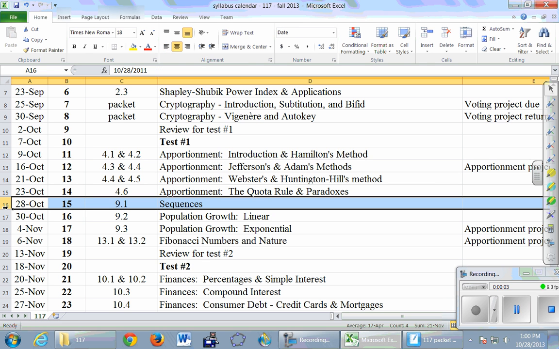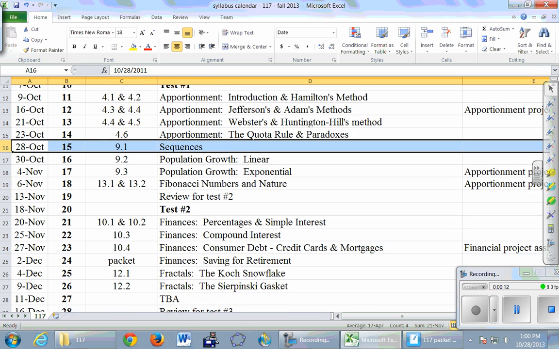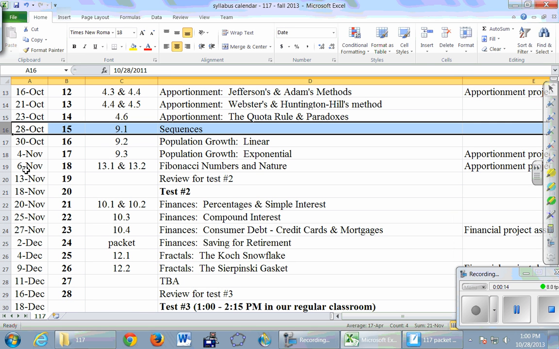Okay, our quick look at the calendar. So we have finished 4 classes on apportionment. We're done with apportionment. Today we start a new topic. The new topic today begins with sequences, which are just lists of numbers, and then we will use our knowledge that we develop of sequences to talk about some more interesting things like population growth, and then something really cool called the Fibonacci numbers.